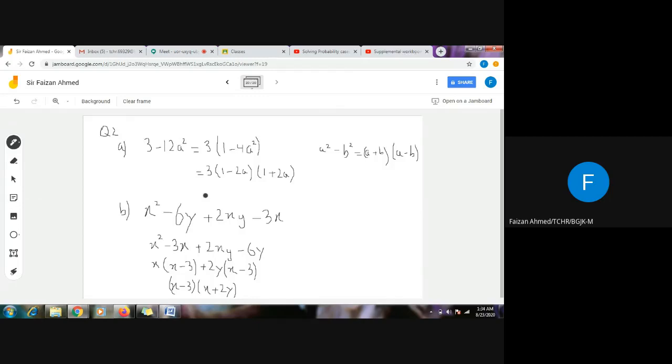So these were some past paper questions from your Cambridge paper, and they were all related to factorization. I hope the worksheet was very helpful for you, and you now have an idea of how the types of questions come in your paper.